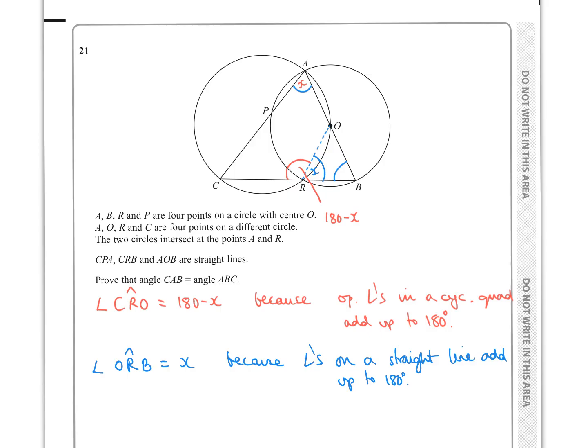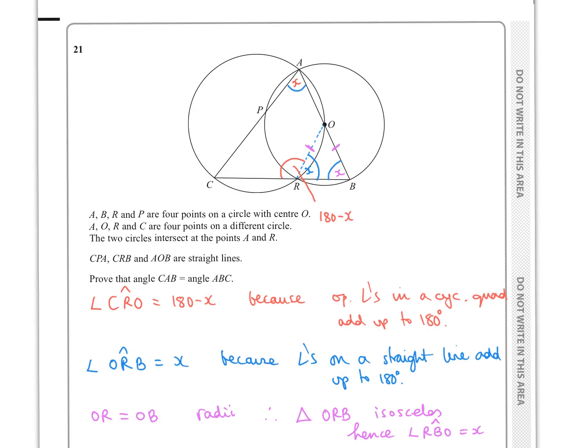Now let's have a look at step three. What I would say is that OR and OB are radii. So OR is equal to OB, and that's because they're radii from the same circle, which makes triangle ORB isosceles. Hence, angle RBO equals x also.